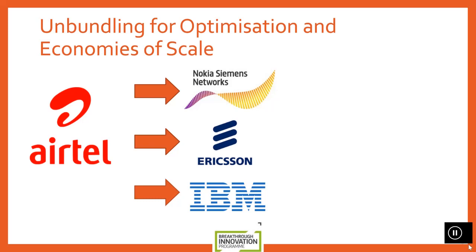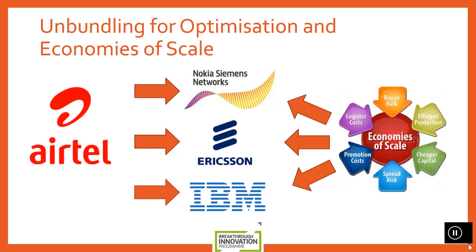The equipment manufacturers were able to run the network at lower cost because they serviced several telcos at a time and thus benefited from economies of scale. France Telecom, KPN and Vodafone quickly followed suit.